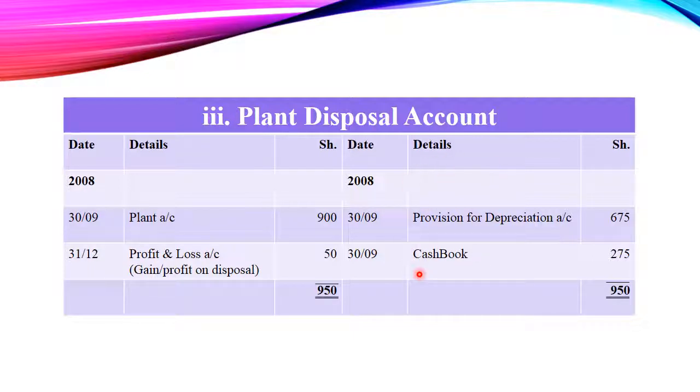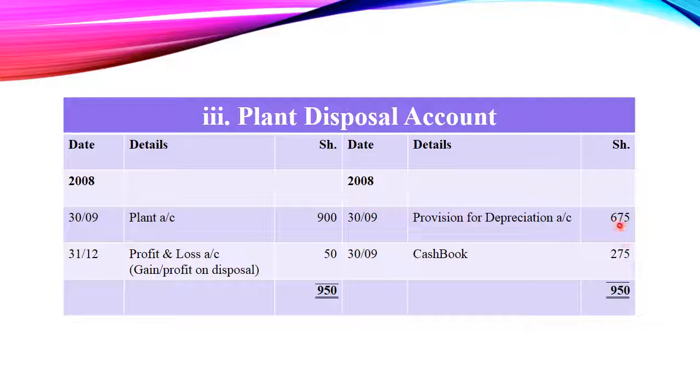In the same period, when we sold this asset, we acquired some cash. So you're going to debit the cash book. Remember, we are receiving the money and therefore we are increasing our cash or bank. So that is a debit for our cash book, and this item is going to affect the cash book. When you debit the cash book, you're going to credit the plant disposal account, and that's where we have on 30th of September cash book 275.